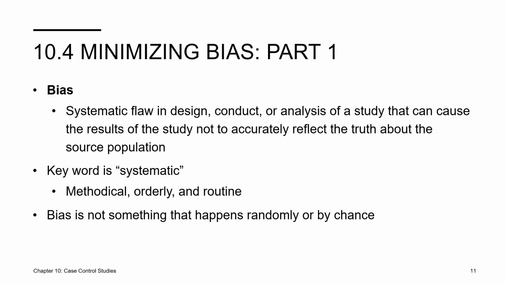Section 10.4 goes over minimizing bias. This is one of the first times in the textbook that Jacobsen discusses bias, and bias is a threat to the validity of all study designs, not just case control studies. It is a systematic flaw in the design, conduct, or analysis of a study that can cause the results to not accurately reflect the truth about the source population. The key word here is systematic flaw. It's a flaw that's done methodically, orderly, and routine. It's not something random or that happens due to chance.